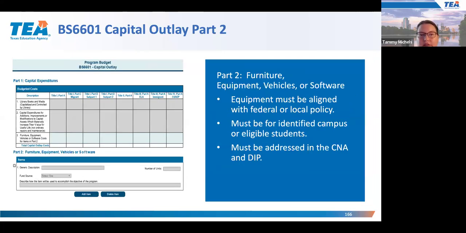Okay. Now let's discuss furniture, equipment, vehicles, or software, which is the most common form of capitalization. If funds were budgeted for capital outlay and were not used in lines 1 and 2, as we just discussed, you will need to include a generic description of the equipment, the funding source, and the number of units being purchased. Also include a description of how it will be used to accomplish the goals of the program. A common negotiation issue in here is using brand names. Please make sure to use generic descriptions and tie the purpose for purchasing these items into the program guidelines. Next slide, please.